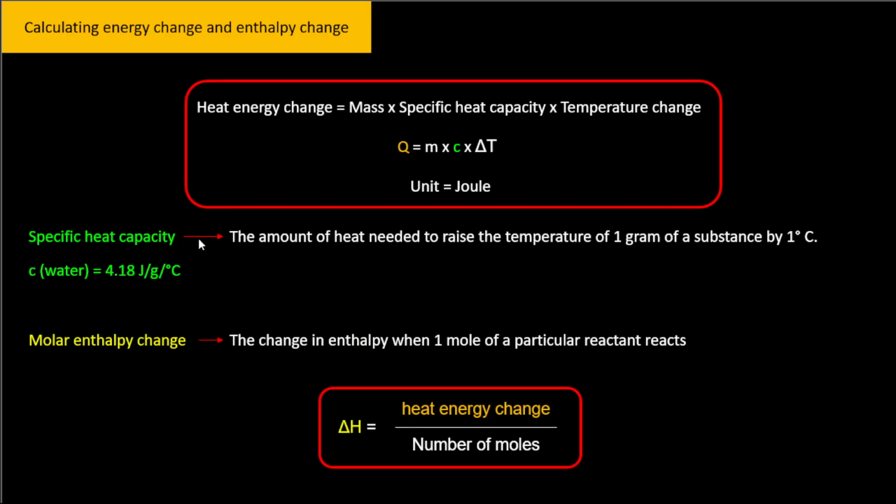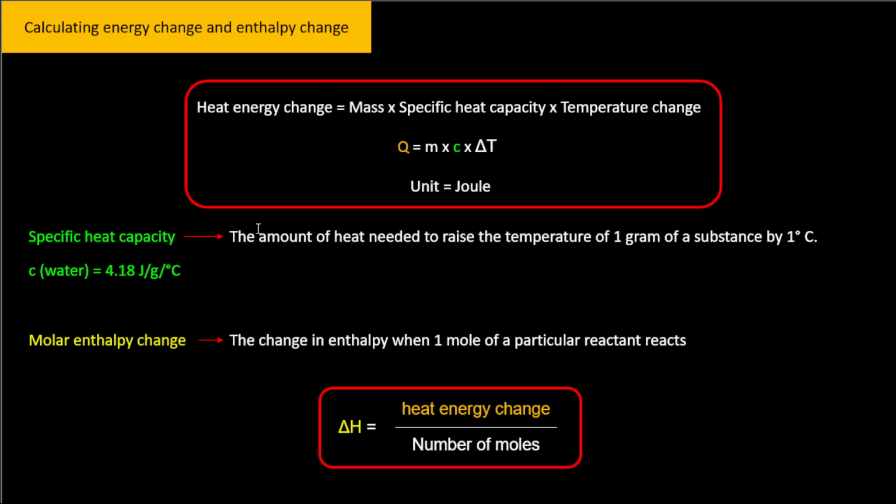All right. So if we want to calculate the total energy change or the enthalpy change, you need to remember this very important equation, which is this one. Q equals mc delta T. So your Q is the heat energy change, m is simply the mass. Now C is the specific heat capacity. Okay, so it is a constant value.